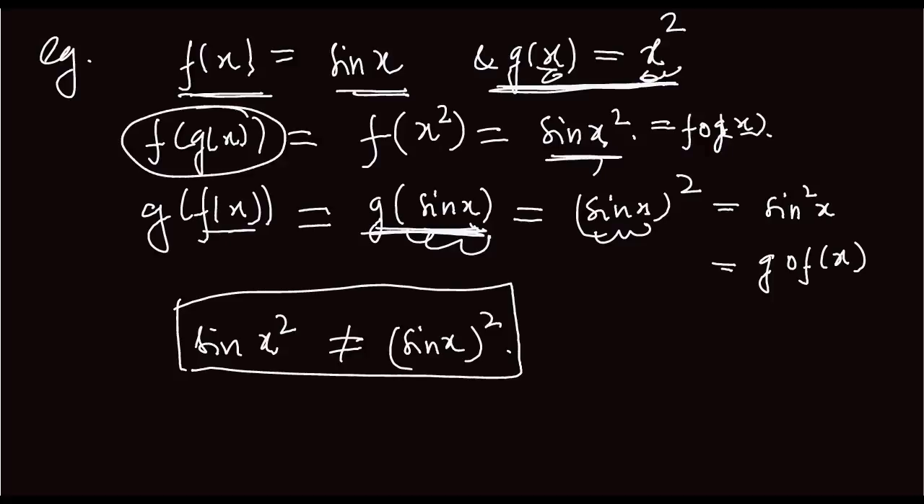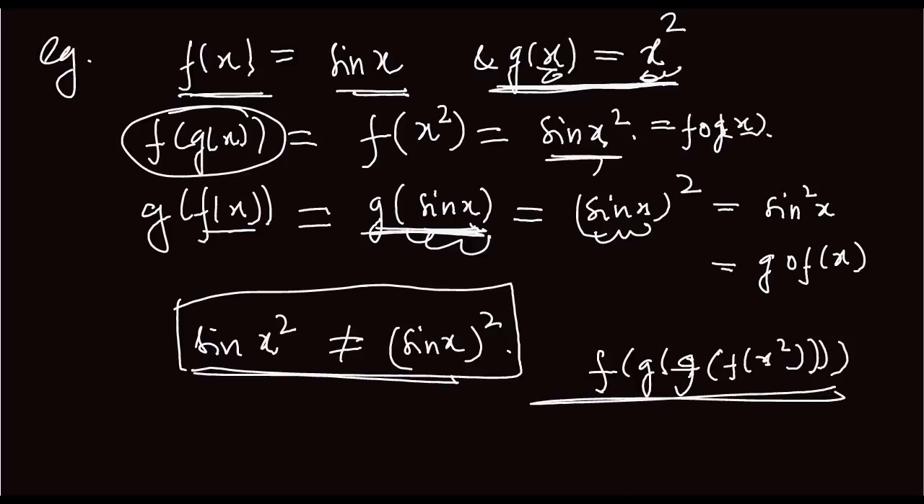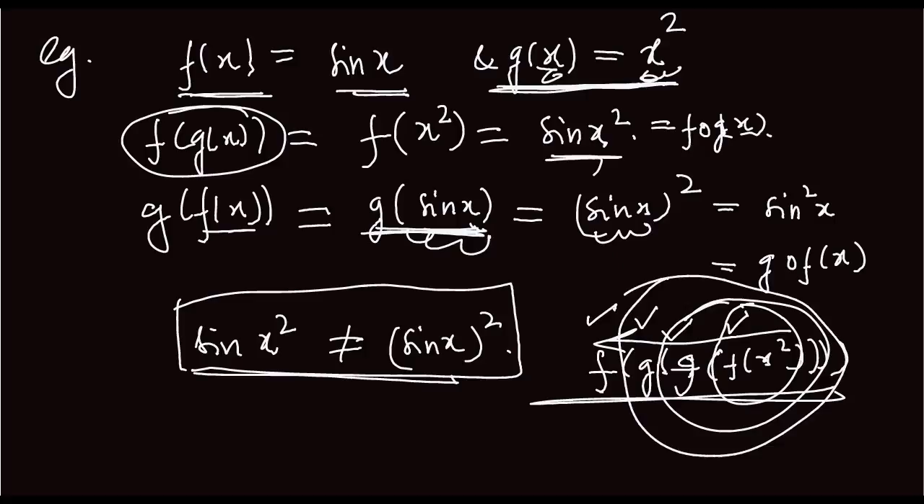But you also need to know how to find f of g of x. Okay, you might have something like f of g of f of x square, and you might have to solve this. So you have to just go one step at a time. First of all, find f of x square, then g of that thing, then f of that thing, and you will finally get these types of functions. Okay, sin of x square or sin square x. This is the point about composite functions.